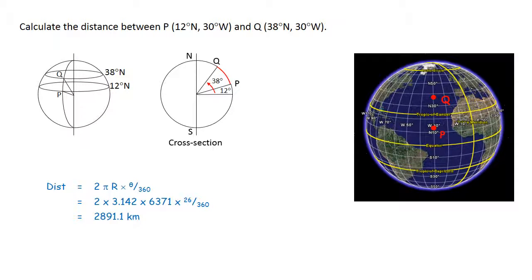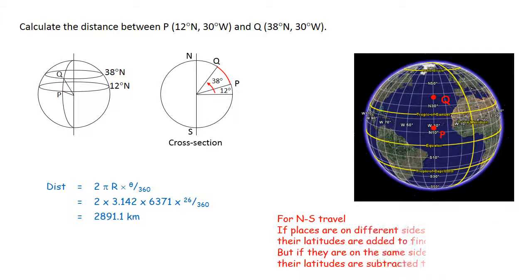Did you notice the difference between the two examples? In the first case, when one place was to the north and the other to the south of the equator, we ended up adding together the latitudes to find the value of theta. But in the second, where they were both on the same side of the equator, we ended up subtracting their latitudes to find theta. It's time for you to do some practice on this.